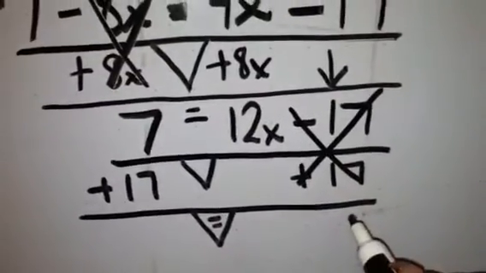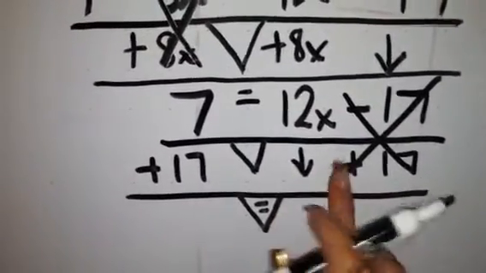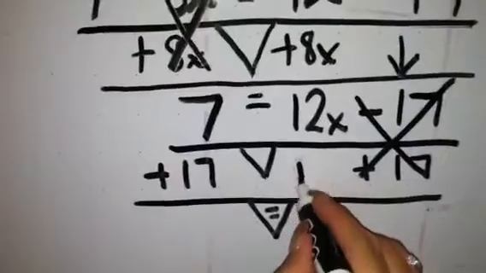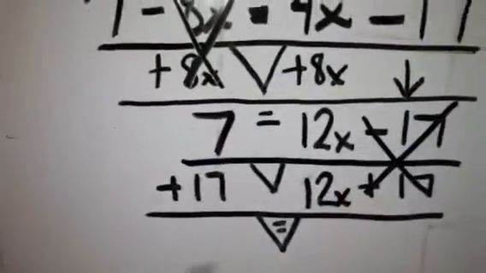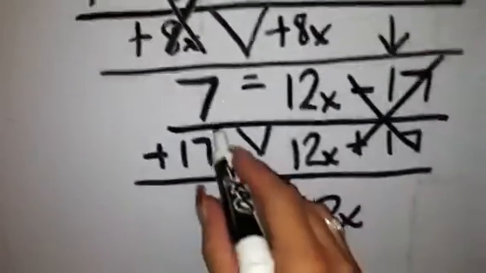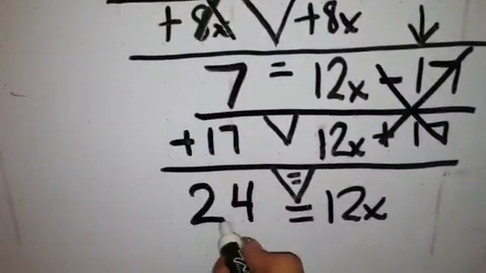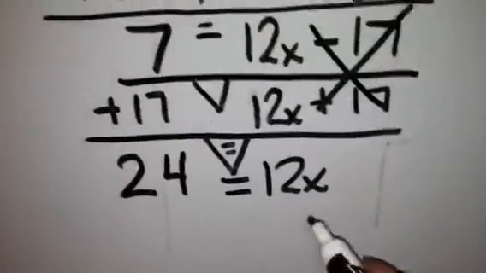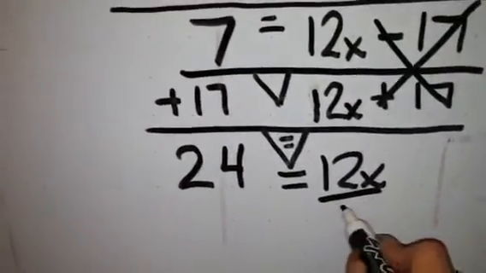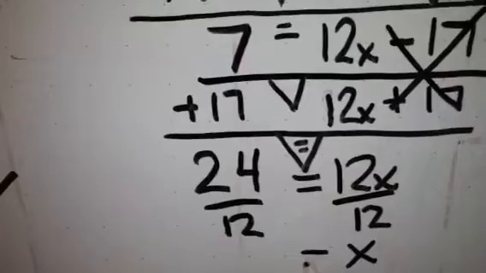A positive 17 and negative 17 cancel. And I'm left with 12x. And that is equal to the 7 plus 17, okay, which is clearly 24. Now, I've done my addition or subtraction, so now I need to multiply or divide. In order to get x by itself, I'm going to divide by 12, divide by 12, and x equals 2.